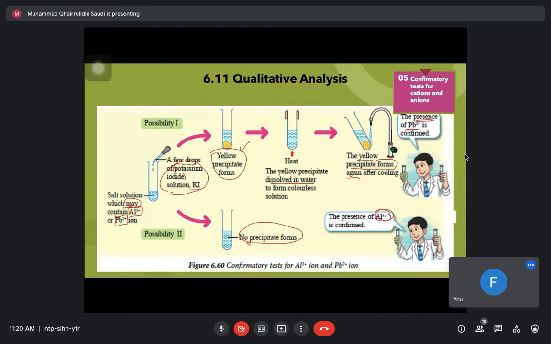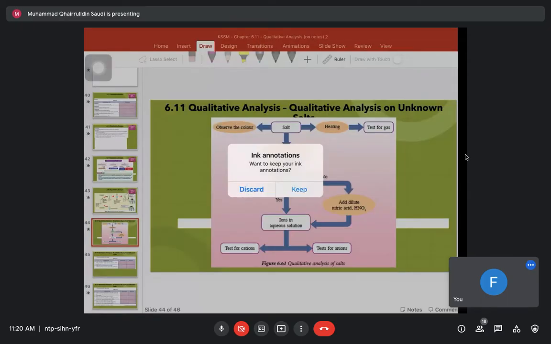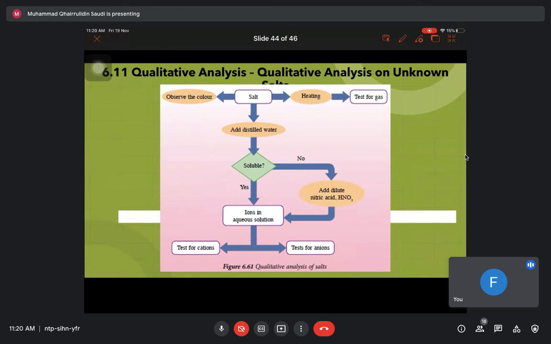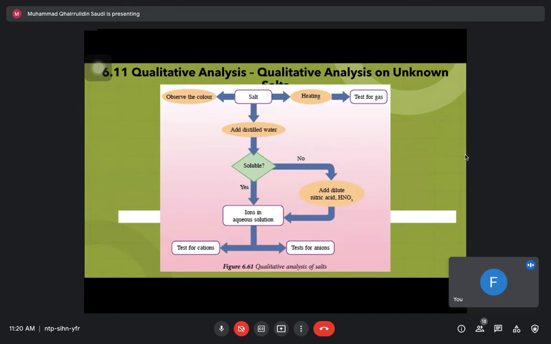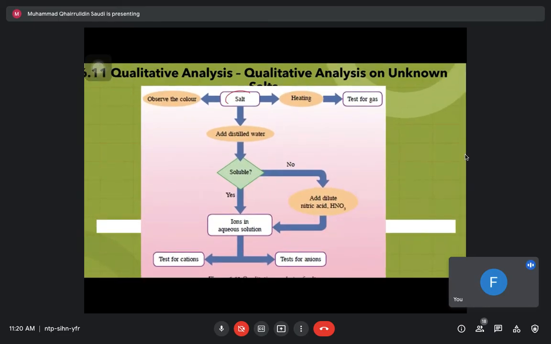Habis. Okay, we are done with our topic. Okay, this is the summary for this subtopic, qualitative analysis. So when we have our salt, bila kita ada satu salt, kita akan observe dulu the colour of the salt. Ada warna tak salt tu? And then you already have to remember the salt yang ada warna. Ada warna green, ada warna brown, and ada yang warna white.